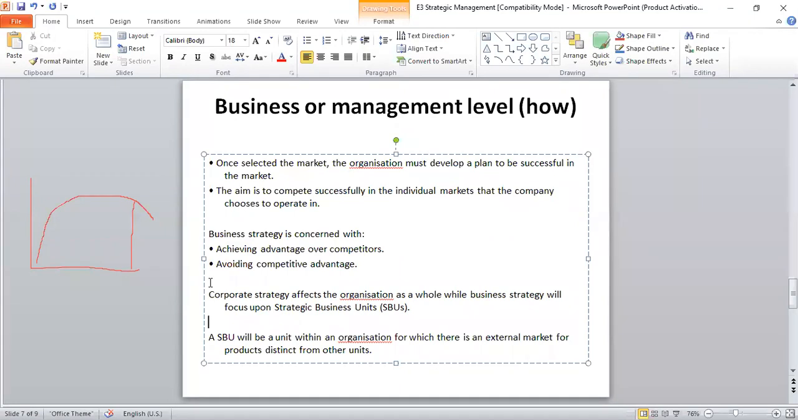At the business or management level, planning is about planning for the SBUs. But what is an SBU? SBU will be a unit within an organization. It is one part of the organization for which there is an external market for products distinct from other units. So they are divided into units.